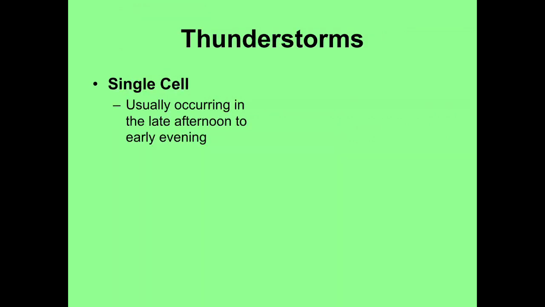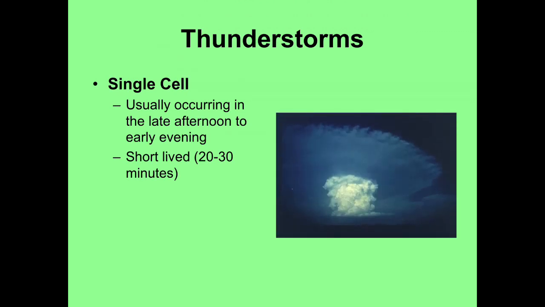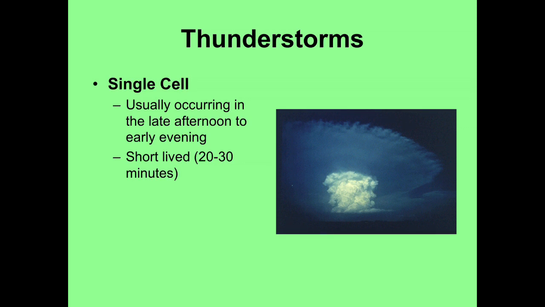All right, single cells, usually occurring in the late afternoon, early evening. Short-lived, 20-30 minutes. They blow up, they dump all their moisture, then they can fade away just as fast as they were formed. A lot of times you can actually see the individual cell from a distance, and you see the distinctive shape of the anvil cloud.